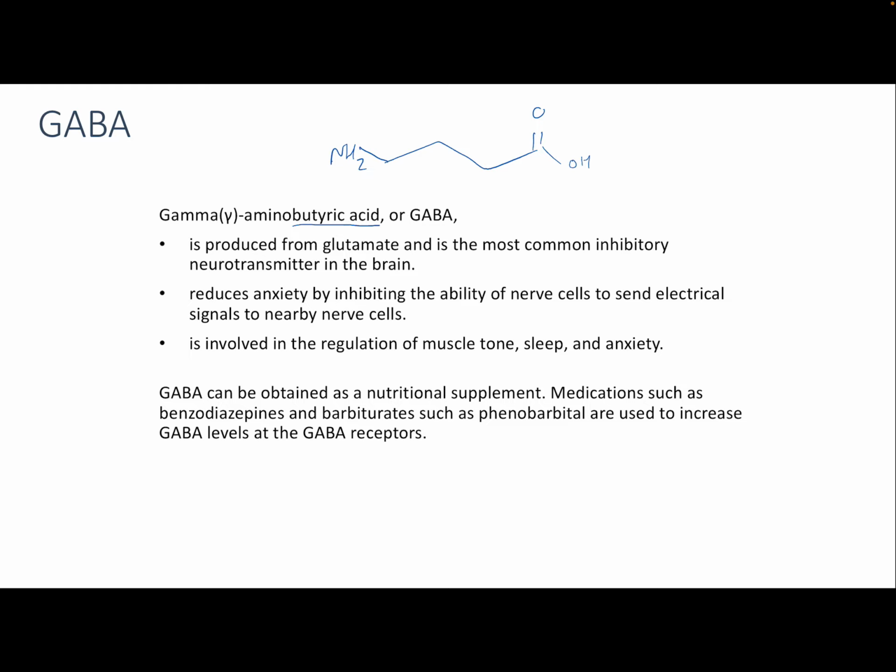So this one is sent out when we want the nerve cells to stop sending other messages. This is like the calm down neurotransmitter. Reduces anxiety, inhibiting the ability of nerve cells to send signals to other nerve cells. Regulation of muscle tone, sleep, and anxiety. You can get GABA from nutrients or supplements. Benzodiazepines and barbiturates, phenobarbital, these can be used to increase GABA levels. So again, these act as sedatives because GABA is involved with relaxing, and so they help increase the GABA amounts.